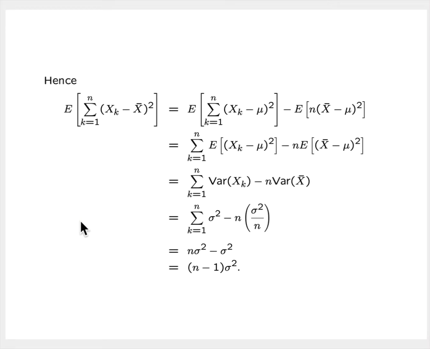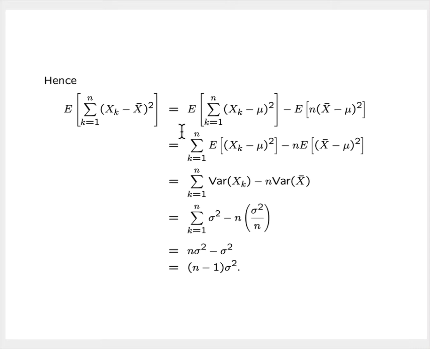And so what we want to do now is take the expected value of the numerator of the sample variance. Using this decomposition that we came up with on the previous slide, we can see that the expected value of the sum of squared deviations about the mean is equal to the expected value of the sum of squared deviations around the true value of mu, minus the expected value of n times the square of the difference between x bar and mu.